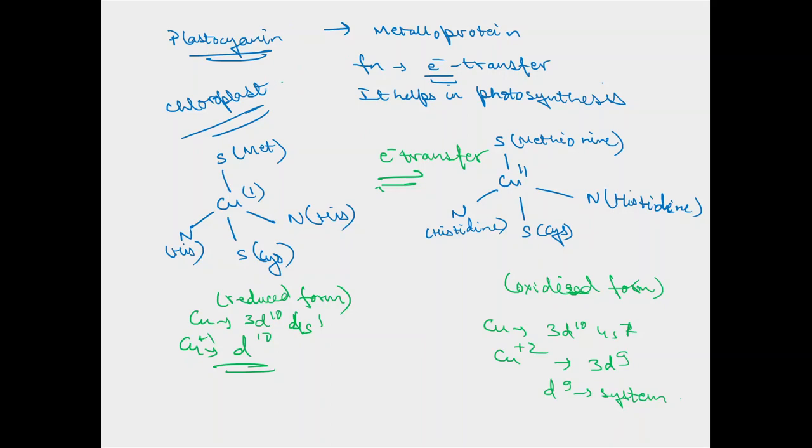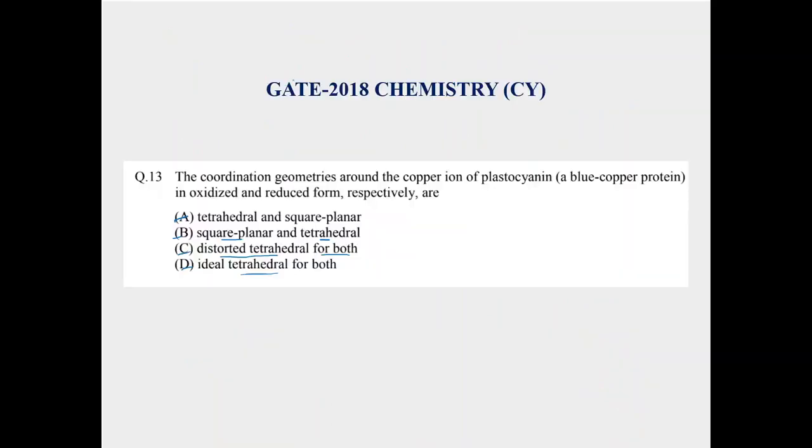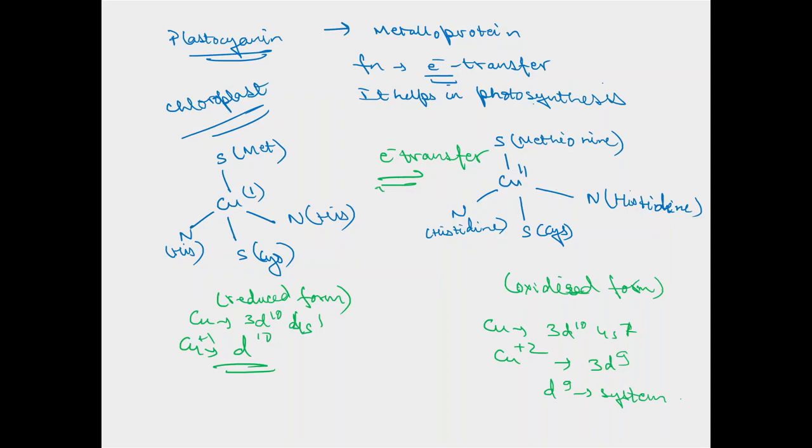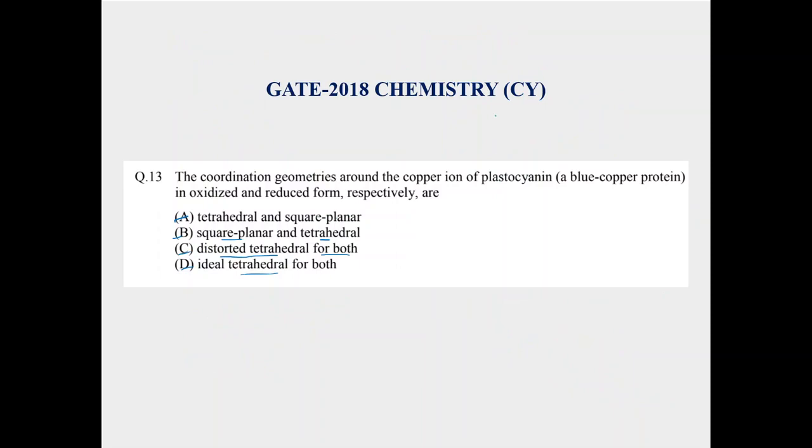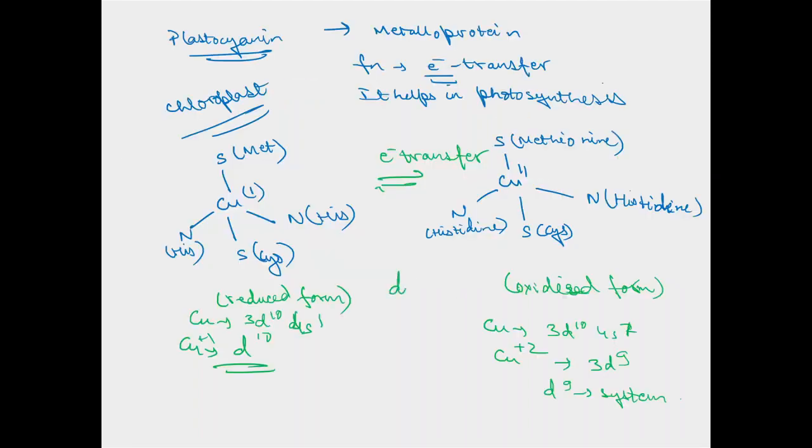Okay. So the main question was: what is the coordination geometry of this? Here the four ligands are coordinated to four atoms, and it has a distorted tetrahedral geometry. We call this distorted tetrahedral, or in some places also flattened tetrahedral geometry.